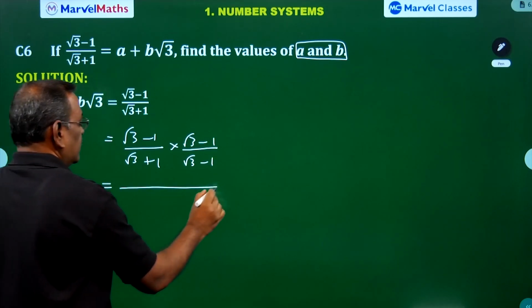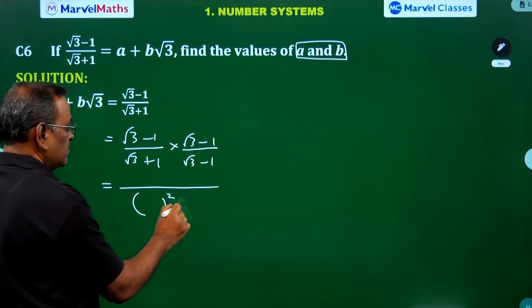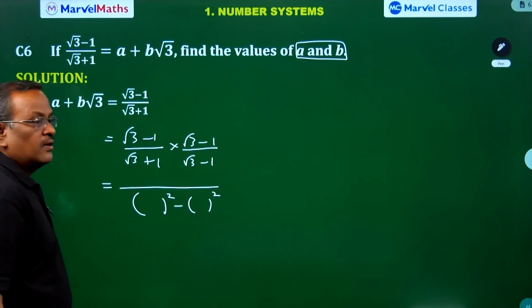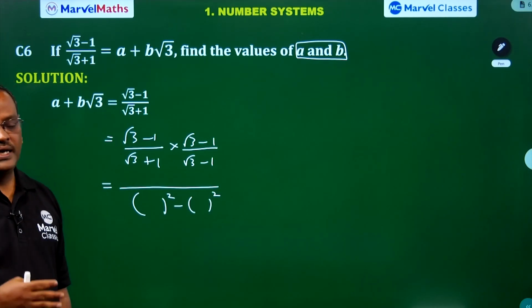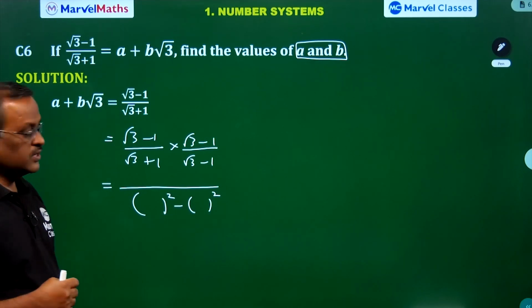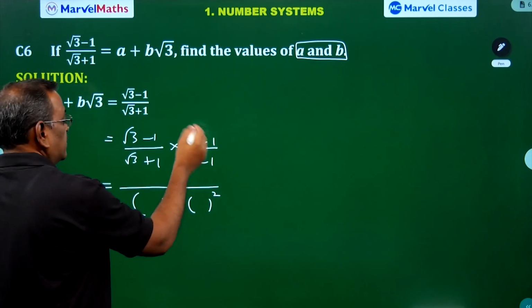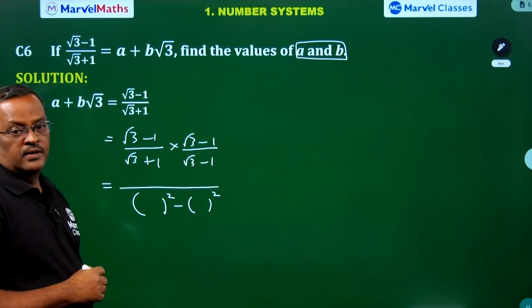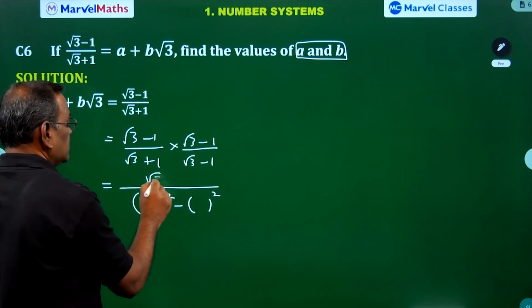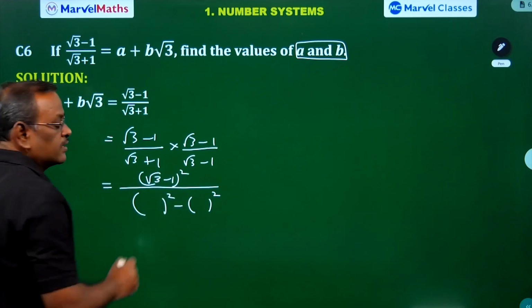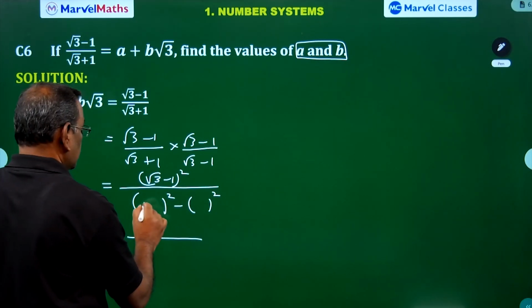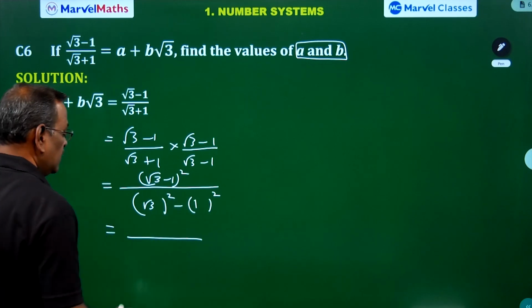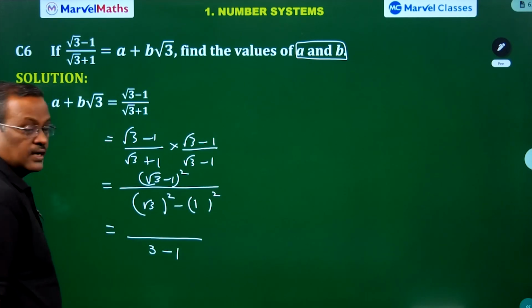So what is the denominator? The denominator is a square minus b square. Whenever you multiply an expression and its conjugate, the final answer is always a square minus b square. And the numerator, both are the same expression, (root 3 minus 1) into (root 3 minus 1), and hence this is (root 3 minus 1) the whole square. Clear? Now this is root 3 and this is 1. So 3 minus 1. Clear?